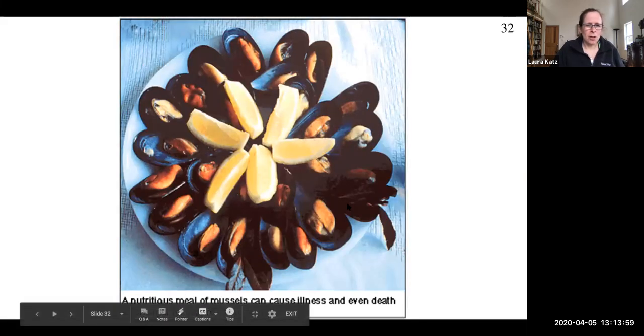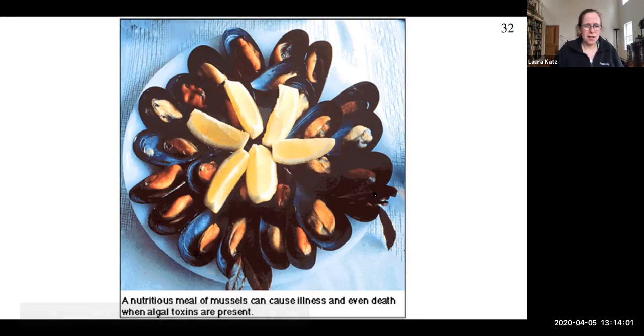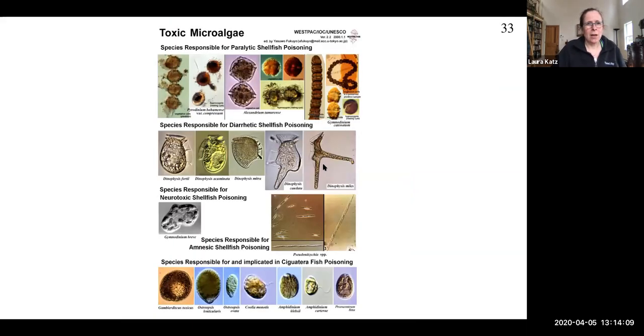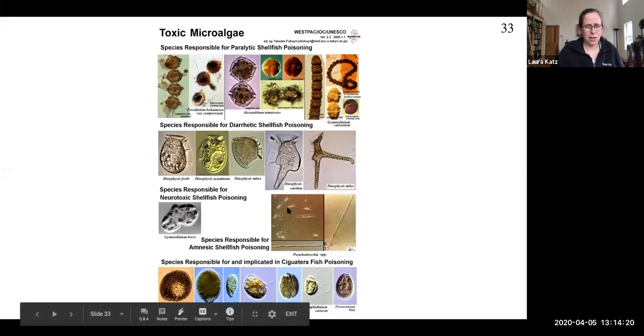A nutritious meal of mussels can cause illness and even death when algal toxins are present. So probably many or most of you have heard of red shellfish poisoning. What I want you to know is there's many kinds of dinoflagellates that have evolved to have toxins, not to hurt humans, but it's a side effect. So there's paralytic, diuretic, neurotoxic, amnesic, and ciguatera.